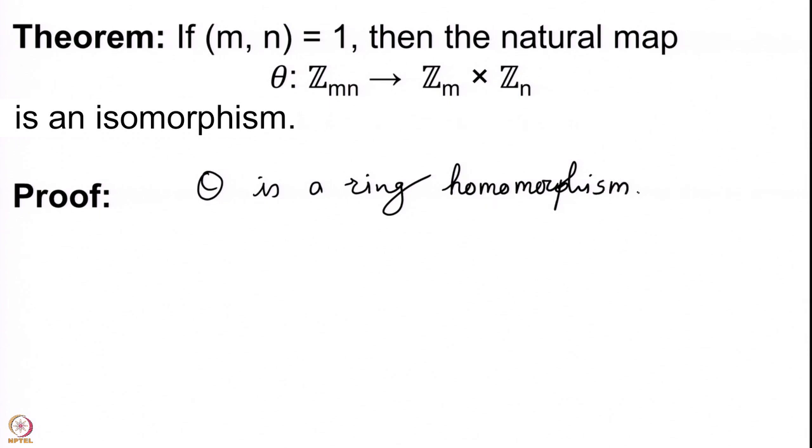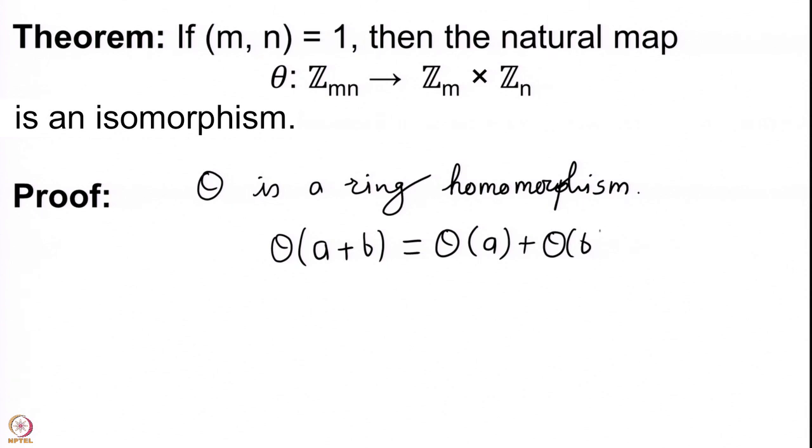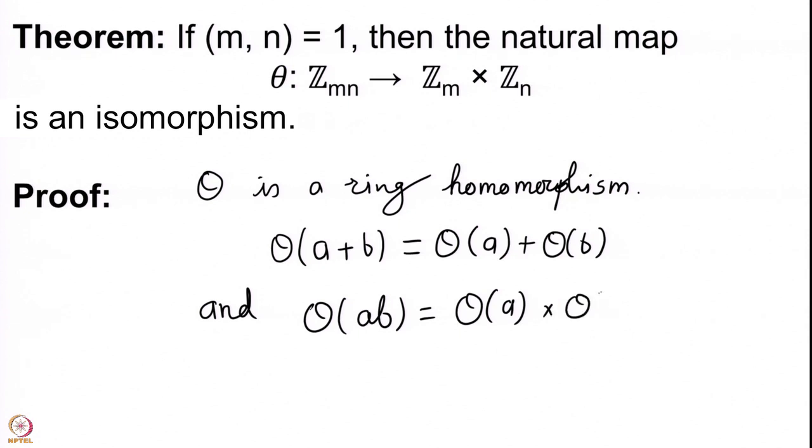So, I will simply state what we mean by this. We mean that whenever we have two elements A and B in Z mod mn, then theta, we should call it theta, theta(A + B) is theta(A) plus theta(B), it preserves addition, and it also preserves the multiplication, which is theta(AB) is theta(A) into theta(B). So, these are the two properties of theta that we will assume.